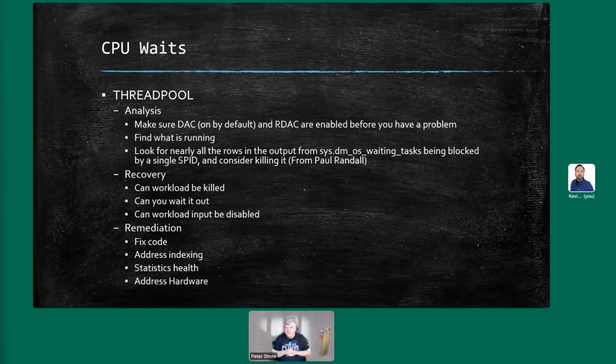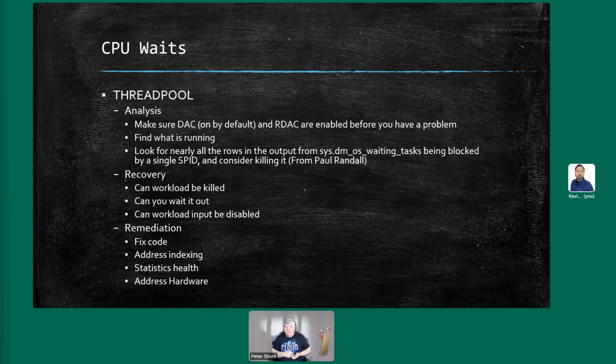And the first step of recovery is, can we kill that thread? Sometimes the answer is yes. Sometimes the answer is no. We also, of course, when killing a thread, have to consider what are the rollback implications.